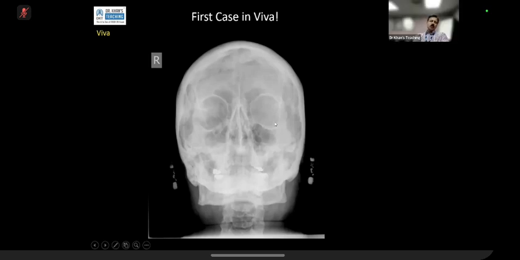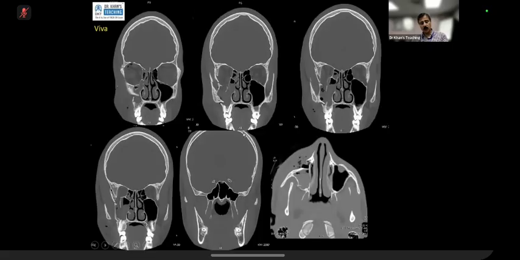Excellent. So why I'm showing you this is because one of my registrars got it a few years ago in the Viva. I was surprised. It was the first case in the Viva, and it's a black and white film of what we call a blowout fracture of the inferior wall. And this is a CT scan.